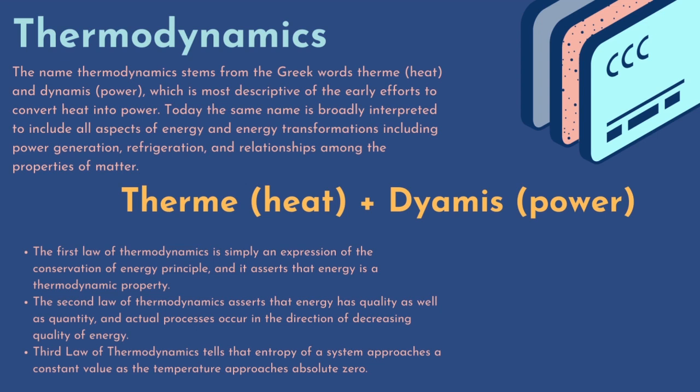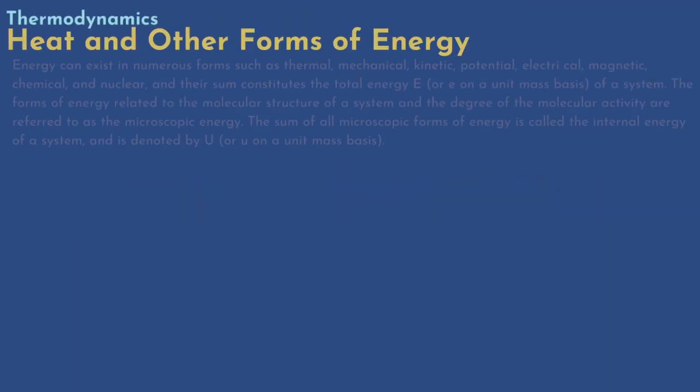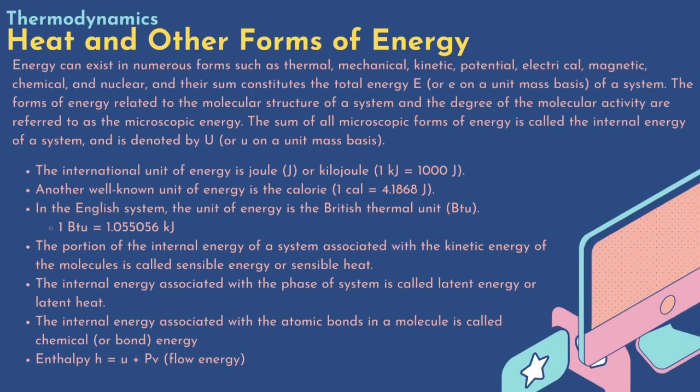It simply states that during an interaction, energy can change from one form to another, but the total amount of energy remains constant. That is, energy cannot be created or destroyed. Next is heat and other forms of energy. Thermal, mechanical, kinetic, potential, electrical, magnetic, chemical, and nuclear energy are all kinds of energy, and their aggregate is the total energy E, or e on a unit mass basis of a system.